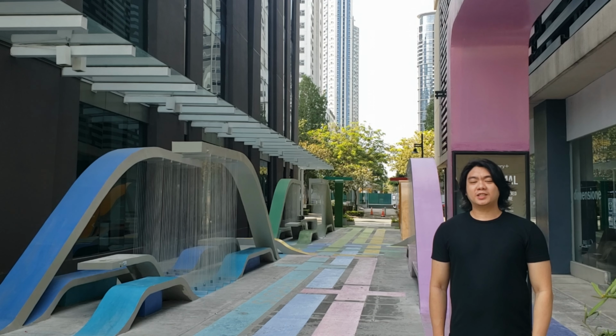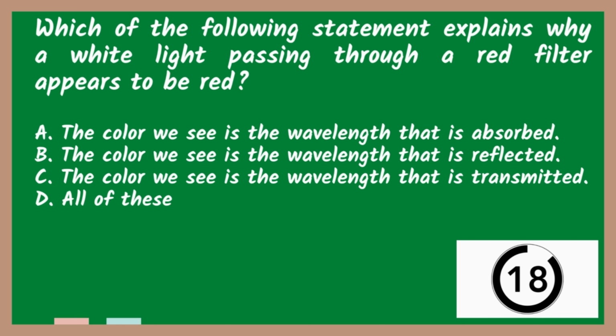Which of the following statements explains why a white light passing through a red filter appears to be red? A. The color that we see is the wavelength that is absorbed. B. The color that we see is the wavelength that is reflected. C. The color that we see is the wavelength that is transmitted. D. All of these. The correct answer is letter C, the color that we see is the wavelength that is transmitted.